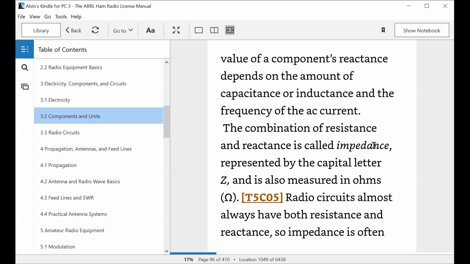For instance, I have a beam antenna. Let's see if I can. Oh, not that one.